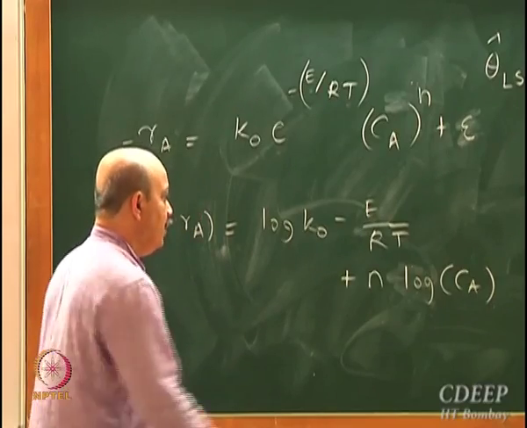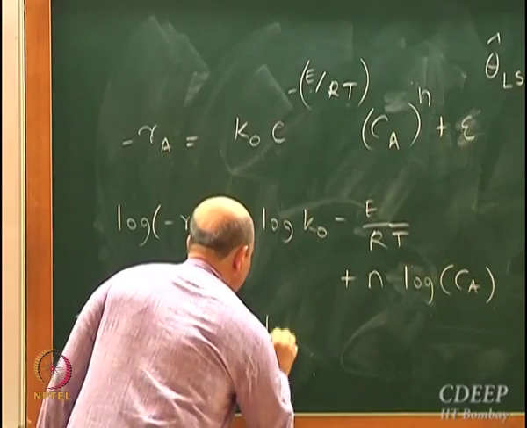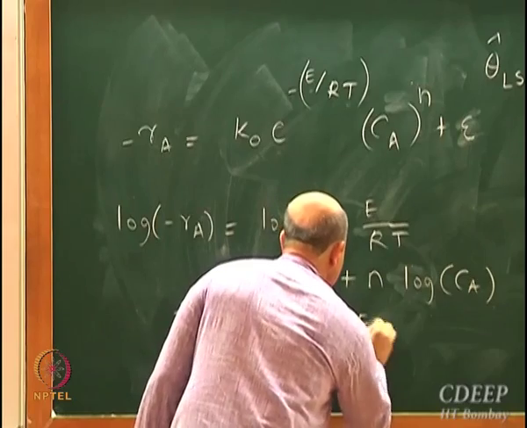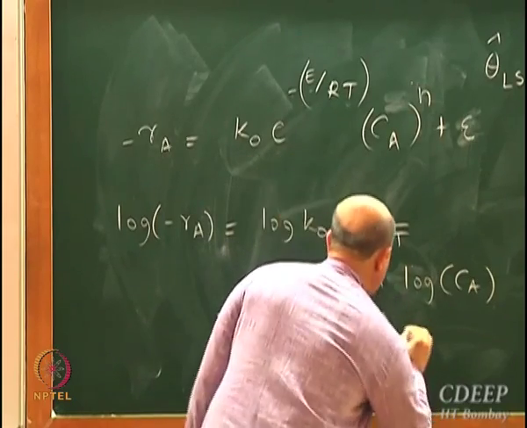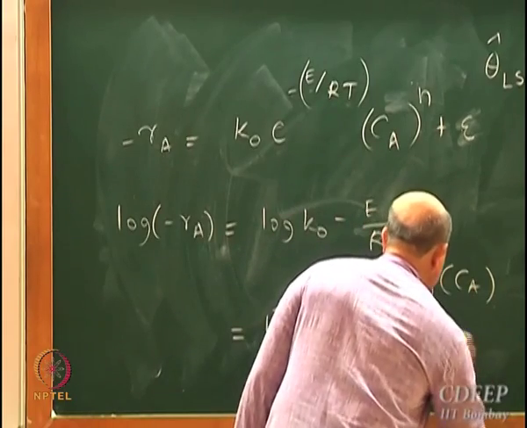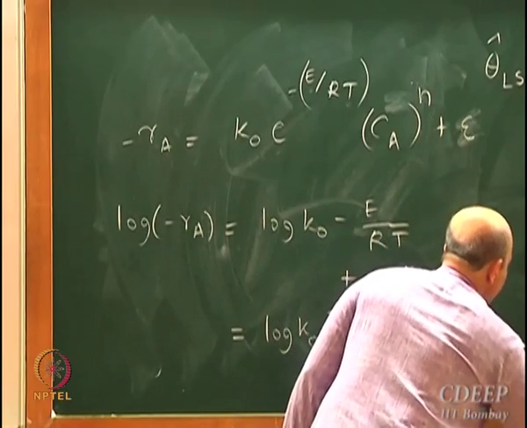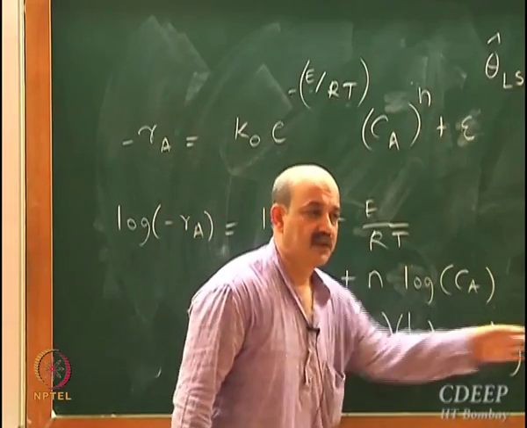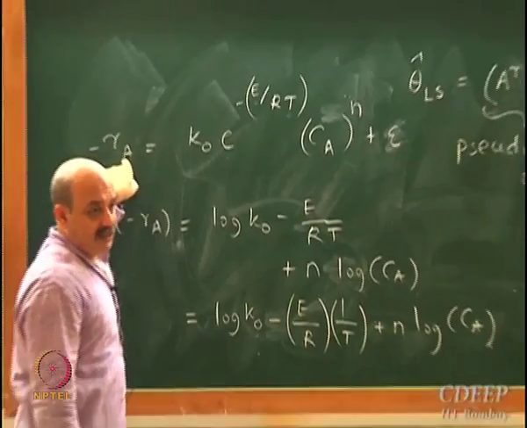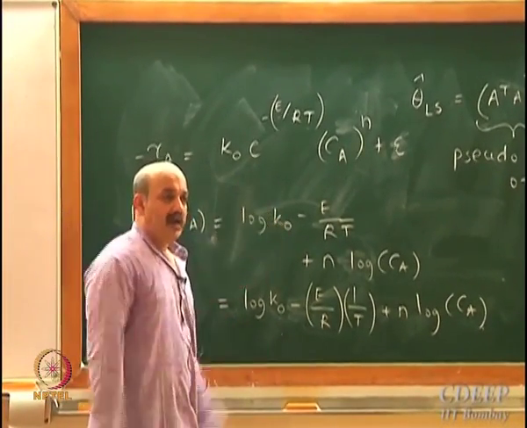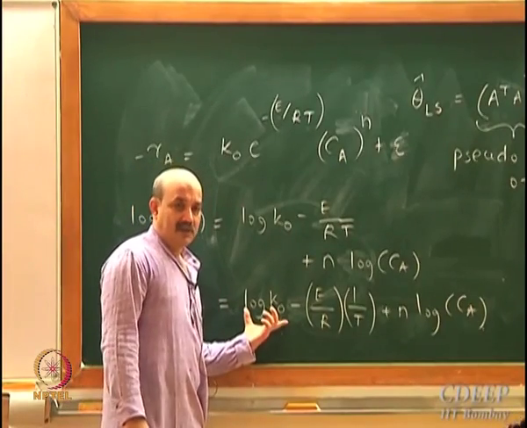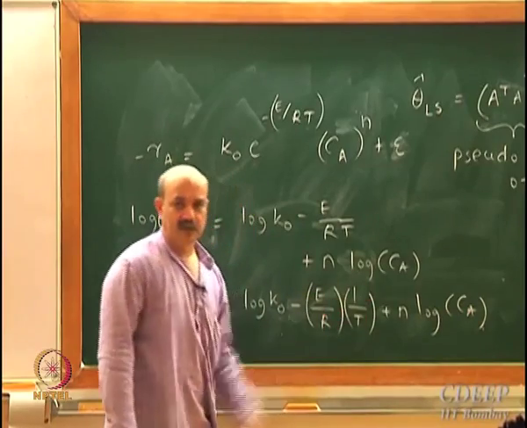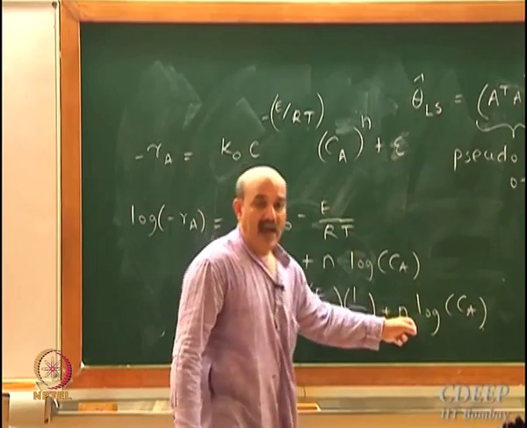Now, I can write this as log k naught plus, or rather minus, E by R into 1 by T plus n log Ca. I have collected data for concentration, and at different concentrations and different temperatures I have data for the rate expression. I want to get a least square estimate. Is this a linear in parameter model? What are the parameters? Log k naught, E by R or E, whatever. If you want to take R on this side, you can do that since you know R. So, E is an unknown parameter, and n.